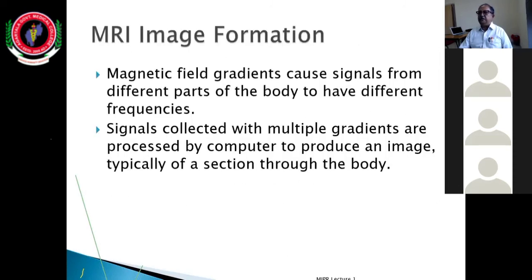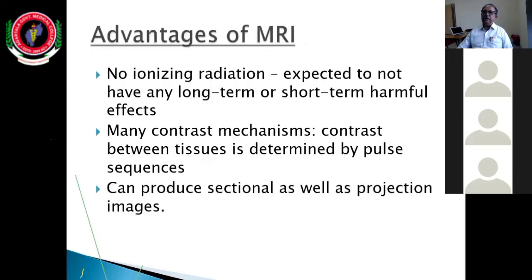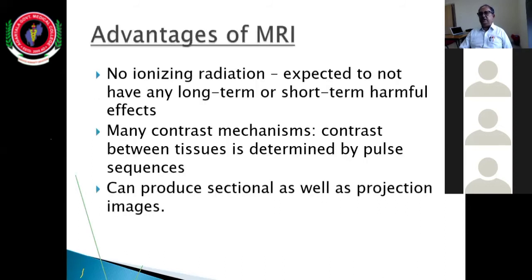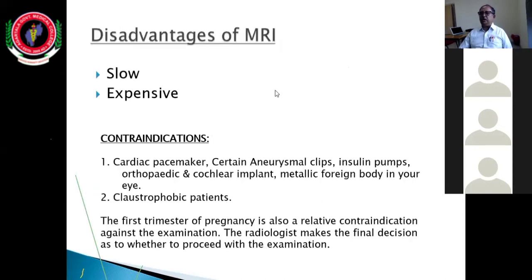Now come to the advantages and disadvantages of MRI. Advantage: it uses non-ionizing radiation. There is no radiation hazard. The contrast between the tissues is determined by the pulse sequences and can produce sectional as well as projection images. Disadvantage: it is slow and expensive. It is not available everywhere. So it is a very expensive investigation.